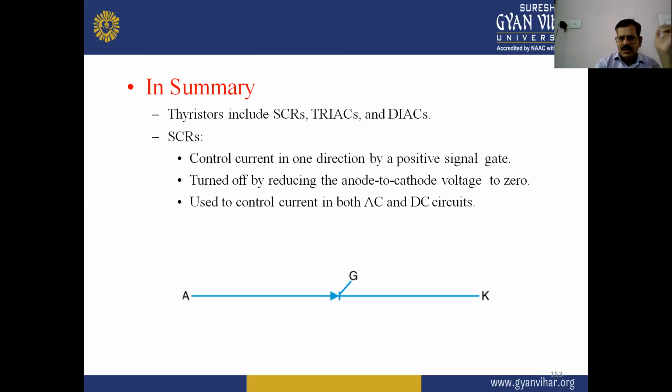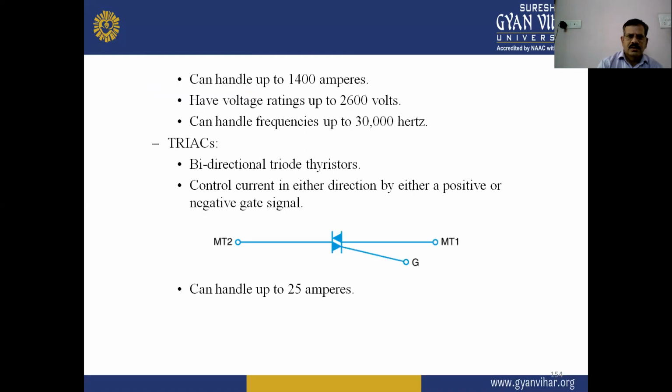This is the symbol of the thyristor, with three terminals: anode, cathode and gate. A thyristor can handle up to 1400 amperes of current, which is a very high amount. It has a voltage rating up to 2600 volts, and it can also handle frequencies up to 30,000 Hertz. So these are some features of thyristors.